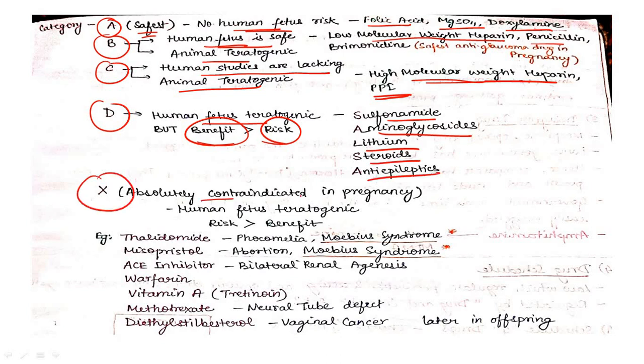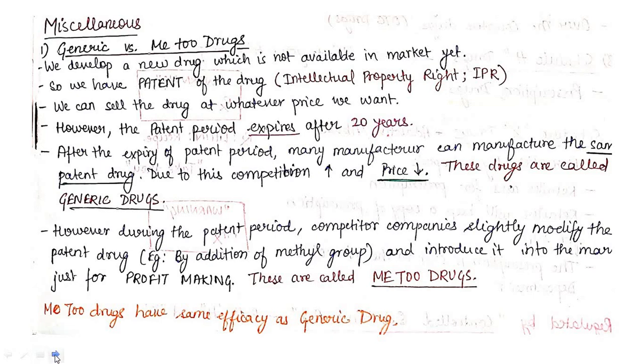Now X, these drugs are absolutely contraindicated in pregnancy. Clear? Risks are more than benefit. What are the drugs? The first drug is thalidomide, then misoprostol, ACE inhibitors, warfarin, vitamin A, methotrexate, diethylstilbestrol. So these are the drugs which are absolutely contraindicated in pregnancy. So remember these drugs: thalidomide, misoprostol, ACE inhibitor, warfarin, vitamin A, methotrexate, and diethylstilbestrol. Clear? So these are very important drugs.